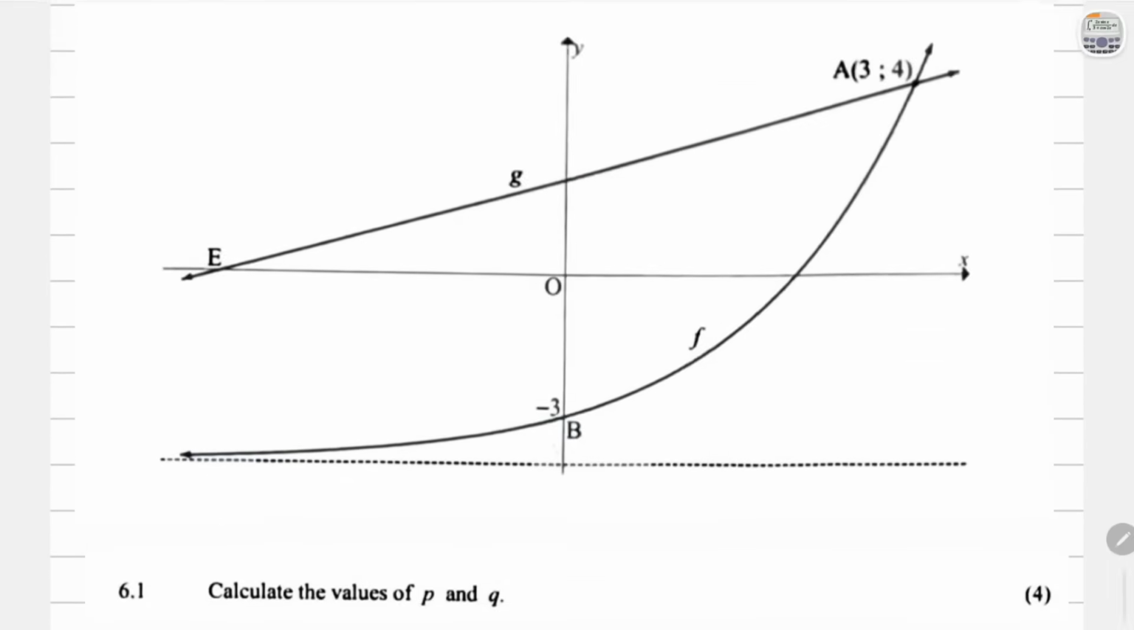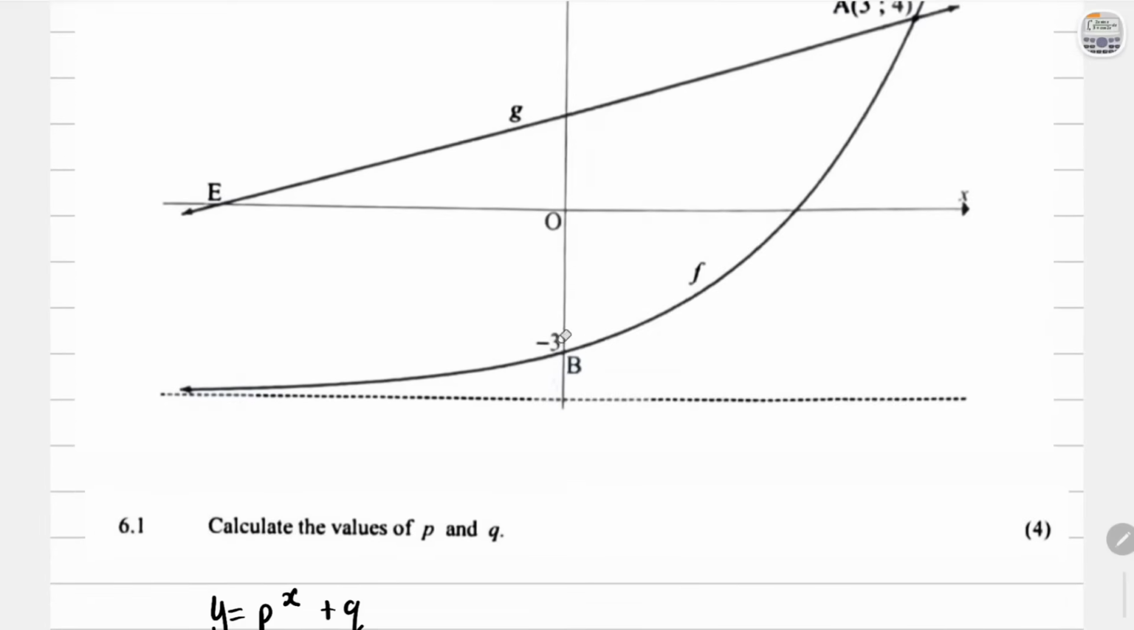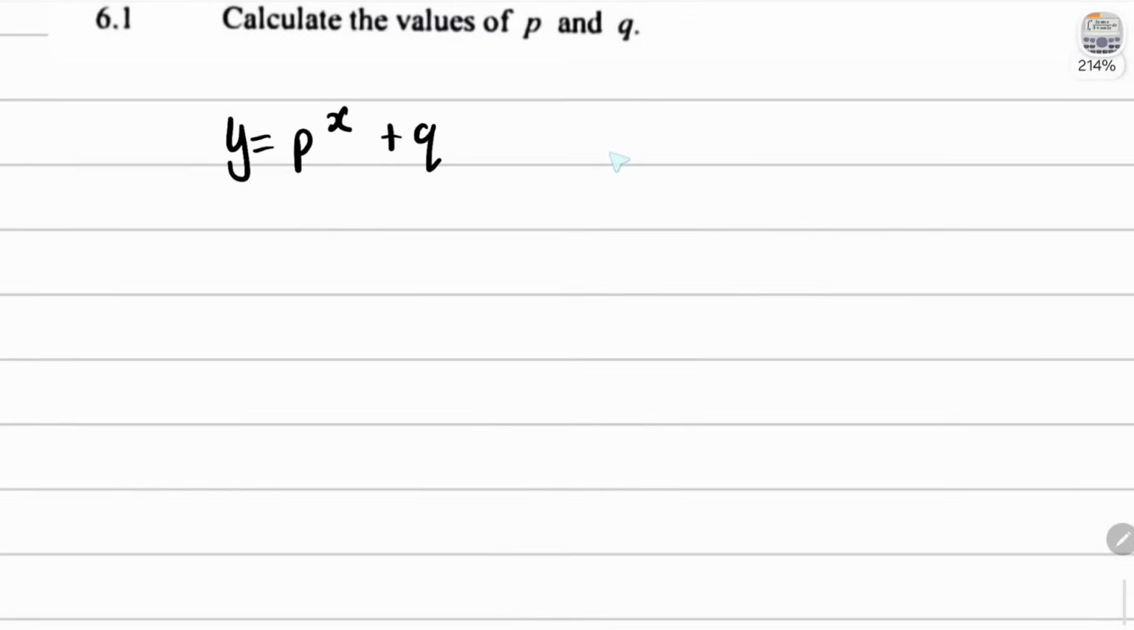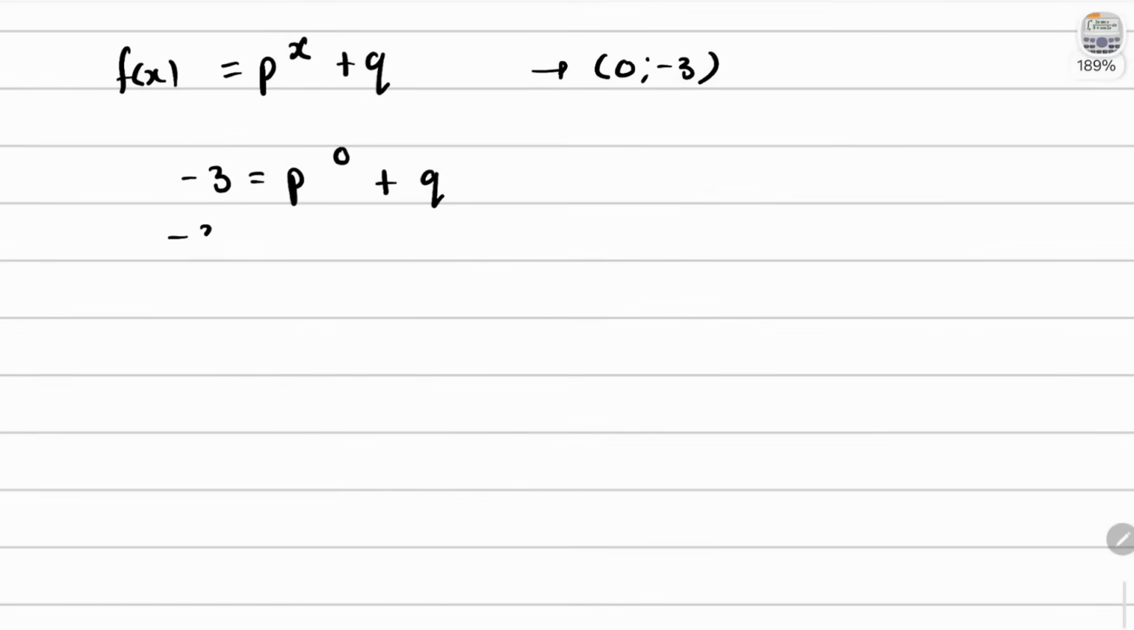So we can substitute these 2 points. Let's go ahead and start off here. If you're substituting negative 3 as a y-intercept, this is the point (0, negative 3). Okay, so that's what we're going to put in here. (0, negative 3). And this is going to be negative 3 is equal to p raised to the power of 0 plus q.